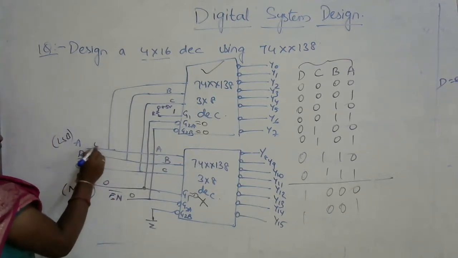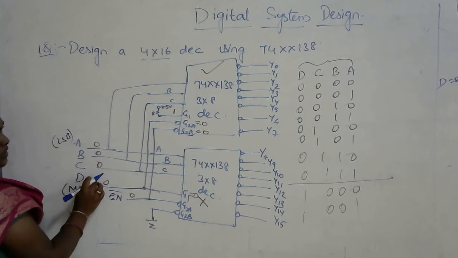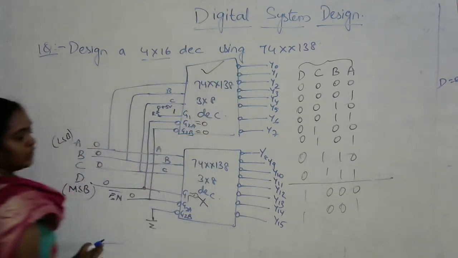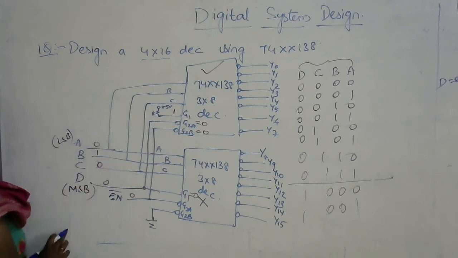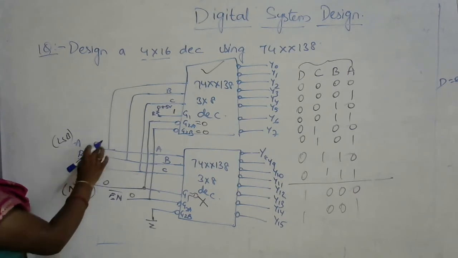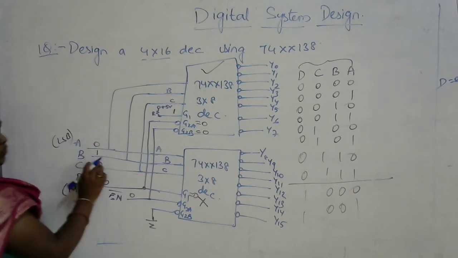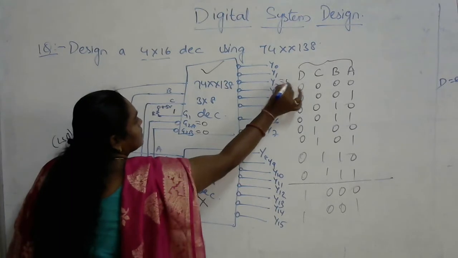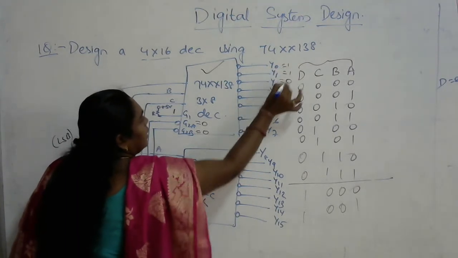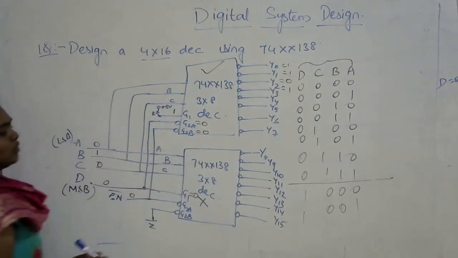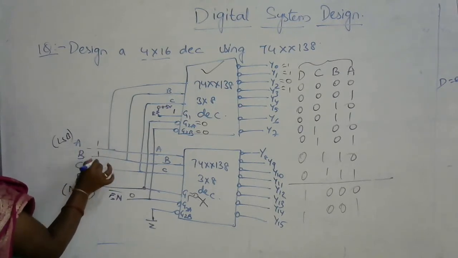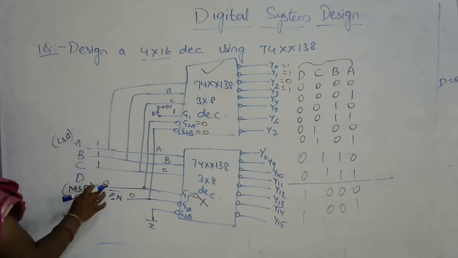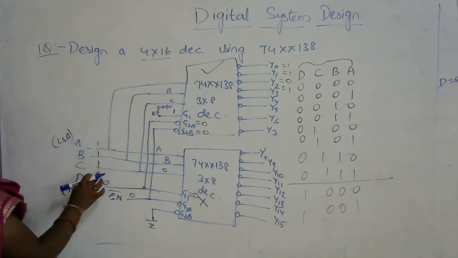If A, B, C values are 0, 0, 0, that itself indicates Y0 is going to be selected. Similarly, when A value is 0, B value is 1, C value is 0, that is 0, 1, 0, which is equivalent to 2, Y2 is going to be 0 and all the remaining are equivalent to 1 because of active low outputs. Similarly, let me take A, B, C, all the values equivalent to 1. That is D is 0, and all these values are 1, 1, 1.